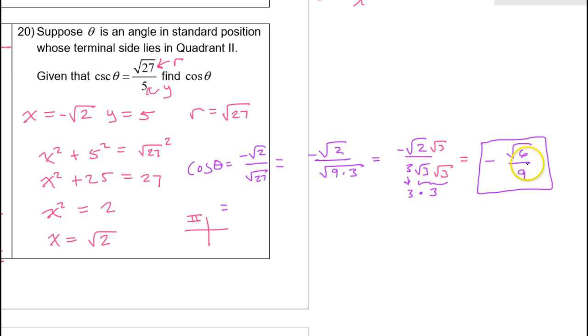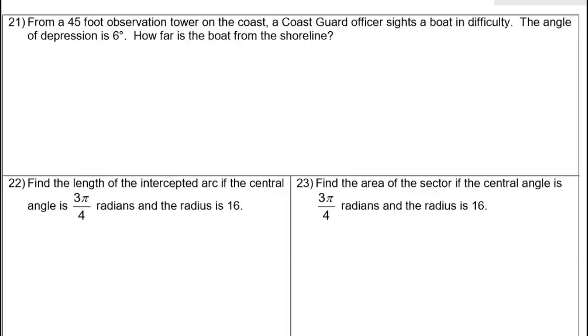Okay, now doesn't that look a lot better than negative radical 2 over radical 27? That's why you have to do it. So negative radical 6 over 9 is the better answer. Let's do one more problem.